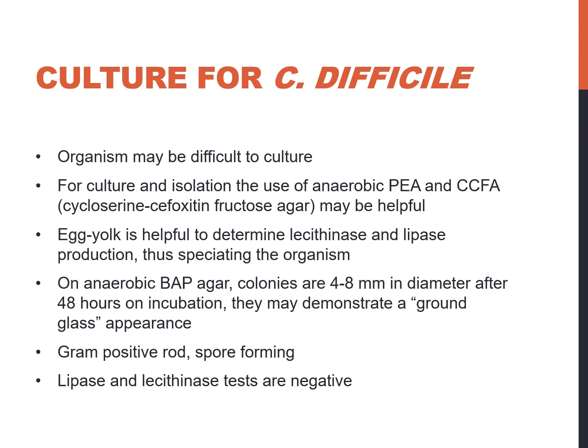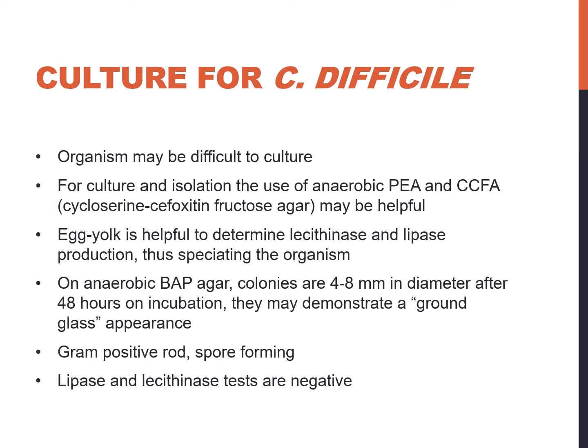Like I said, this organism is quite fastidious and can be difficult to culture. It is an anaerobic gram-positive rod that has subterminal spores, and it is motile as well. For culture and isolation, we can use an anaerobic PEA. It should grow there because it's gram-positive. And we're also going to set up a selective and differential media known as CCFA, or cycloserine cefoxitin fructose agar. That is selective for Clostridioides difficile.